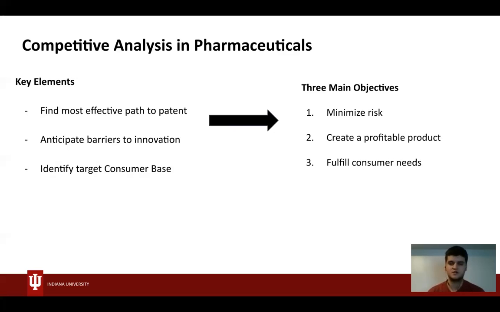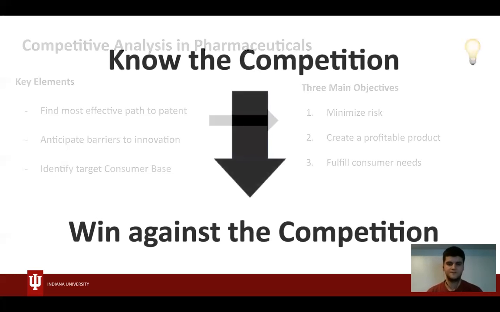So the three main objectives, which I've already mentioned a bit, are to minimize risk. Again, these are very costly endeavors in bringing these drugs to market, so it's important to truly analyze every aspect of your strategic path. And then second, you want to create a profitable product and also fulfill your consumer needs in order to truly be successful in this industry.